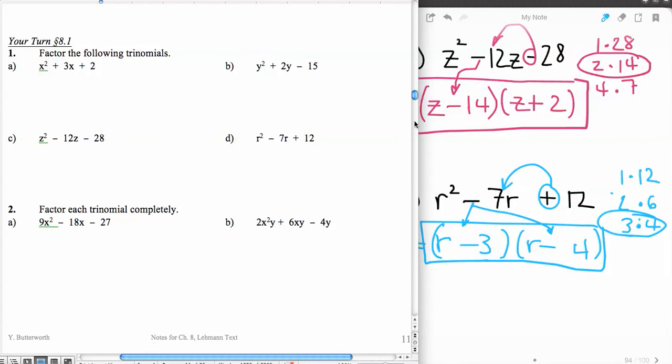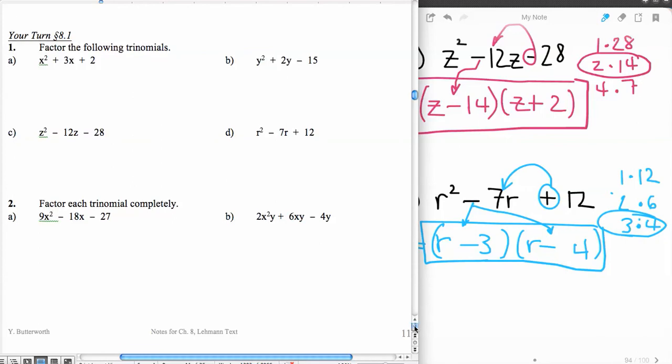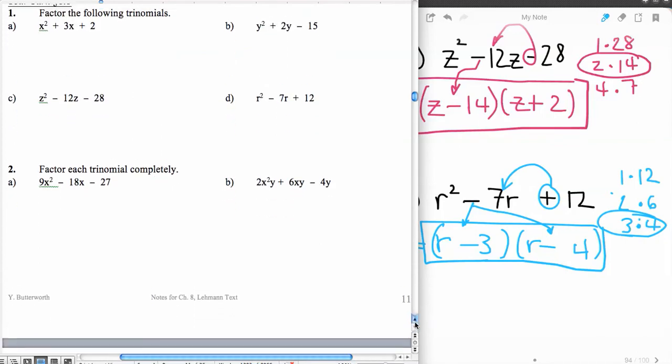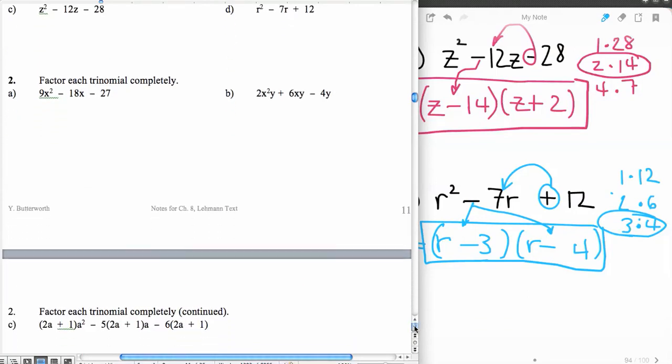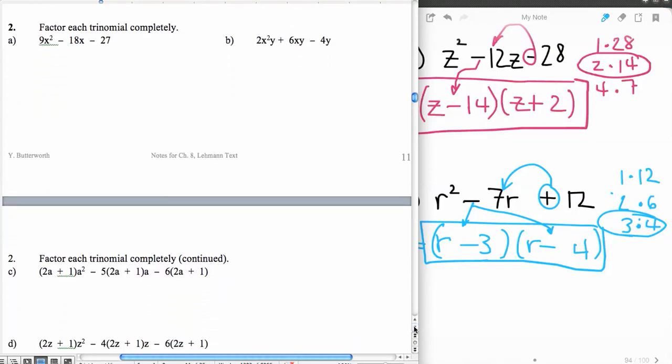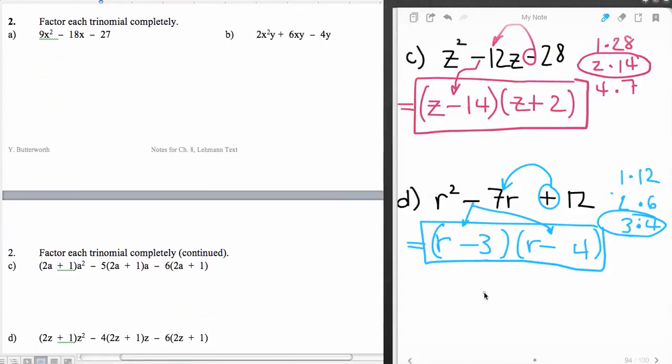So now I'm going to pull it down a little bit so we can see problem 2 in its entirety. And then you should try number 2 on your own as well. So there's problem number 2. So why don't you guys copy those down and then come back and watch the next video after you've tried those on your own.